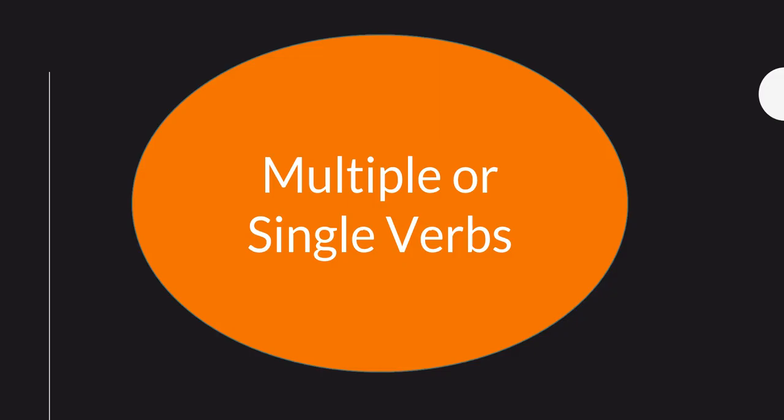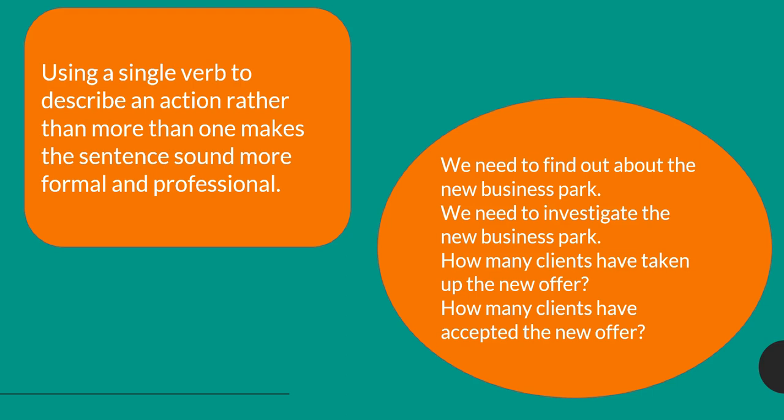And our final one is multiple or single verbs. And this is again something you probably won't be aware of perhaps, but once you see it, you'll actually start to see it in other places too. So this is using a single verb to describe an action rather than more than one, because it makes the sentence sound more formal and professional. And once you see the examples, you'll understand what I mean.